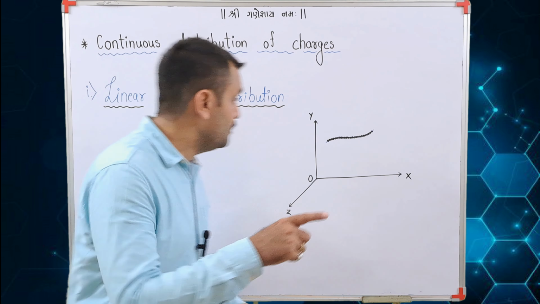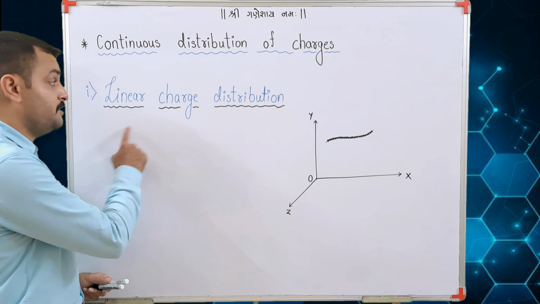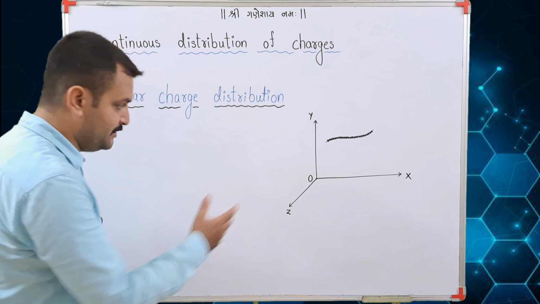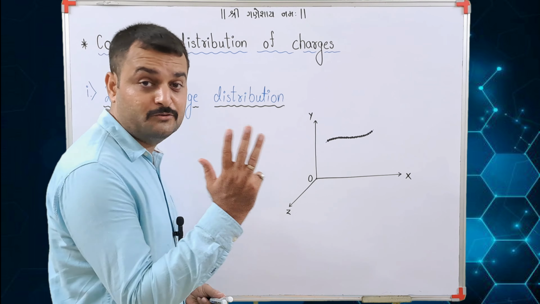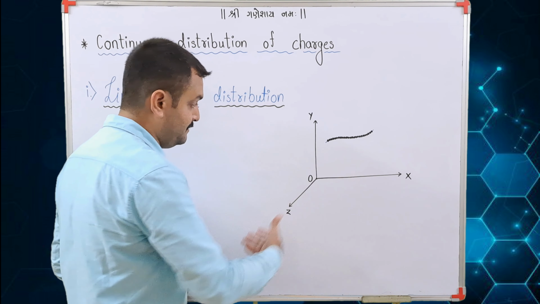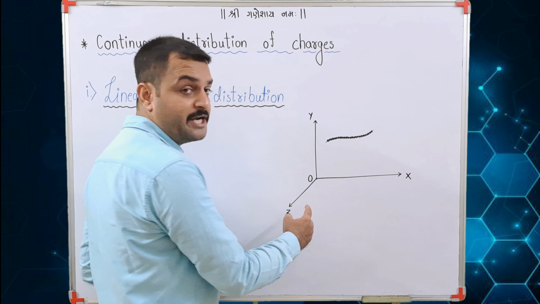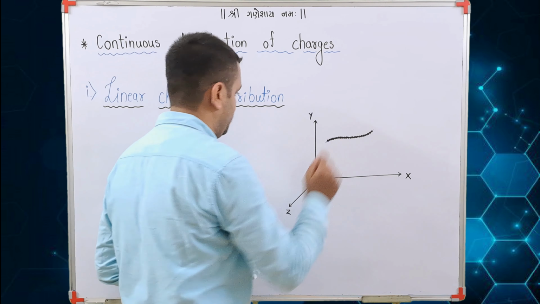Welcome back again. The topic is written over here, linear charge distribution. As you can see, there is a reference frame ready for us, that is Cartesian coordinate system in three dimension, x-axis, y-axis, z-axis, and this is a blue colored line over which there is continuous distribution of charges.